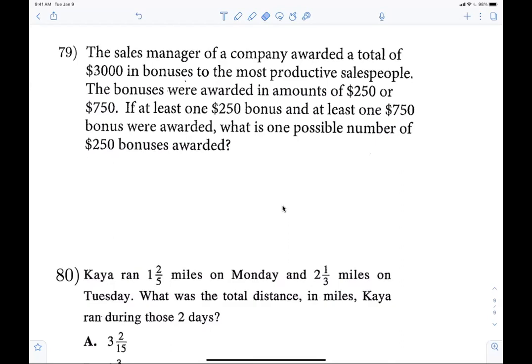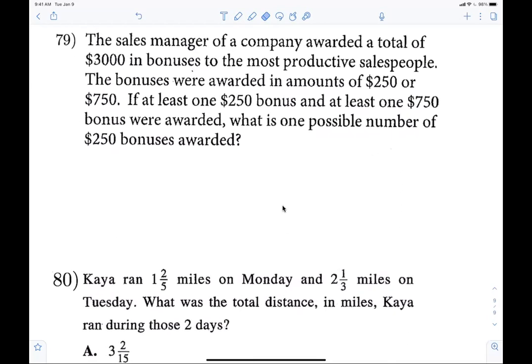All right. Now, what I want to show you guys on this is, and again, like I said, these are directly off the SAT tests. So here we go. I'm giving out bonuses, 250 and 750. We know automatically that one of each has to be given. So automatically that's $1,000. So that means he has to give away another what? $2,000, right?